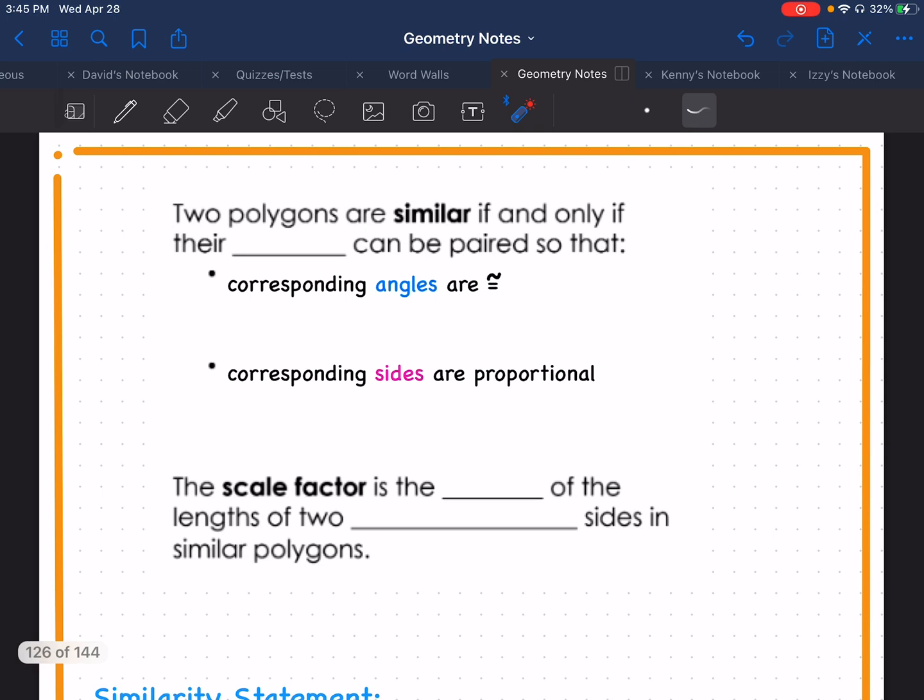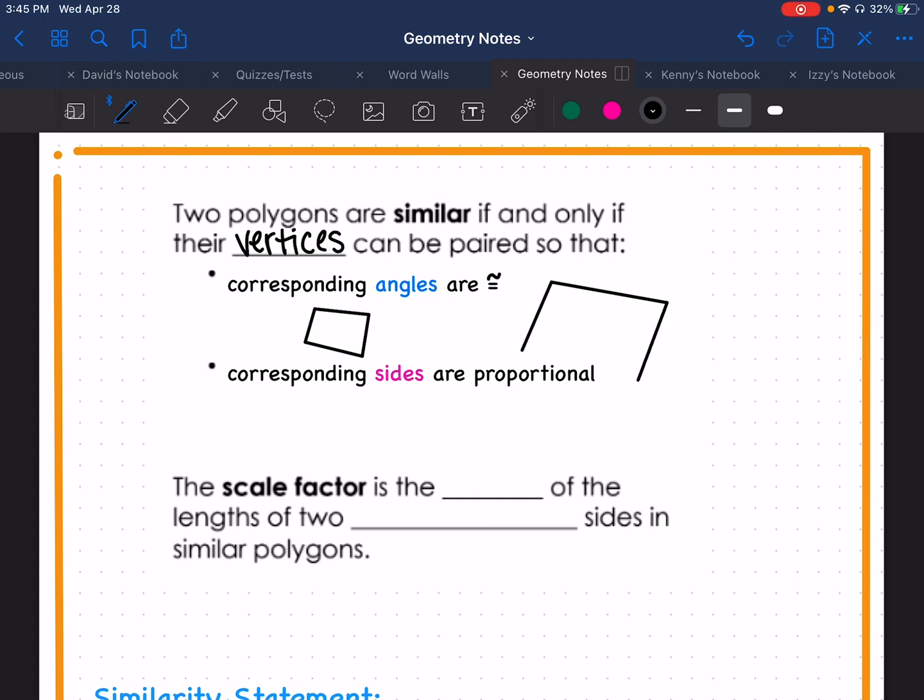All right. Two polygons are said to be similar if and only if their vertices can be paired so that the corresponding angles are congruent. Let's go ahead and take a look at just this shape right here. I'll make a quadrilateral. It doesn't have to be a rectangle. I'll make a little bit larger one.